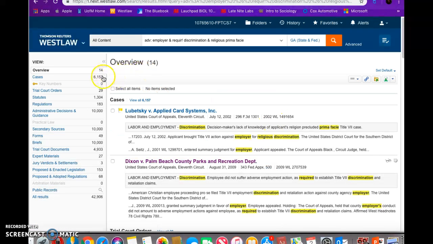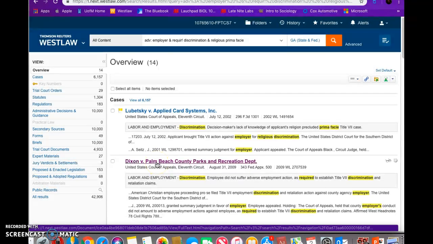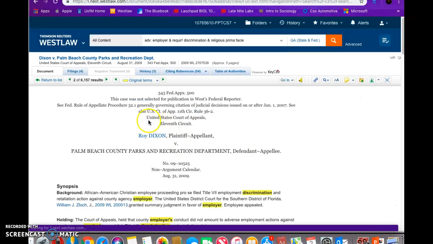And as you can see, I have well over 6,000 hits. Earlier today, when I was playing around with the terms and connectors, it was fractions of that. We're talking like 300 in some cases. But in the 300 in some cases and the 6,000 cases, the case I selected was in both the large and small amounts that came out, if that makes sense. So I selected Dixon versus Palm Beach County Parks and Recreation Department. And this is a federal case.